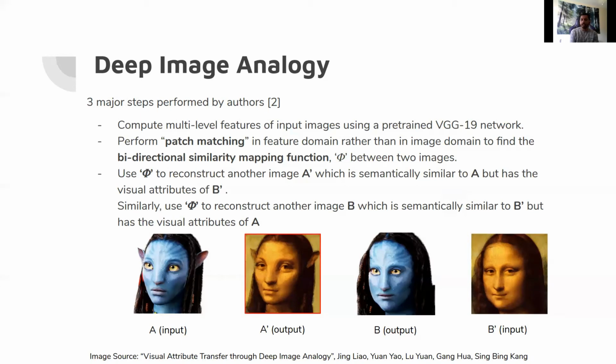And in the third step, they perform reconstruction of images A prime, which in the ideal case is semantically similar to A but has the visual attributes of B prime. Here, the images are from the paper itself. We can see two of the input images, A and B prime, and the reconstructed outputs, which are A prime and B.